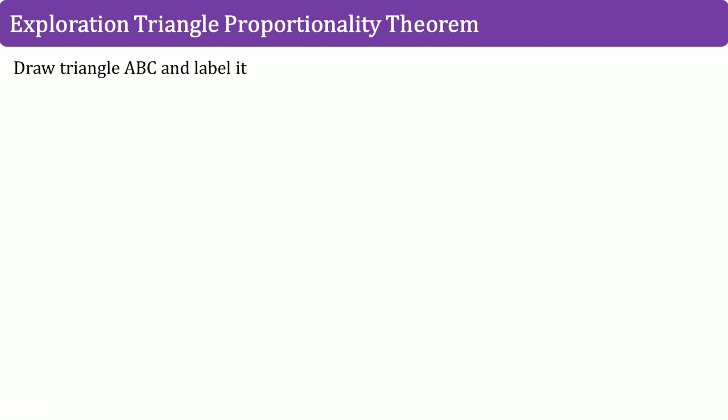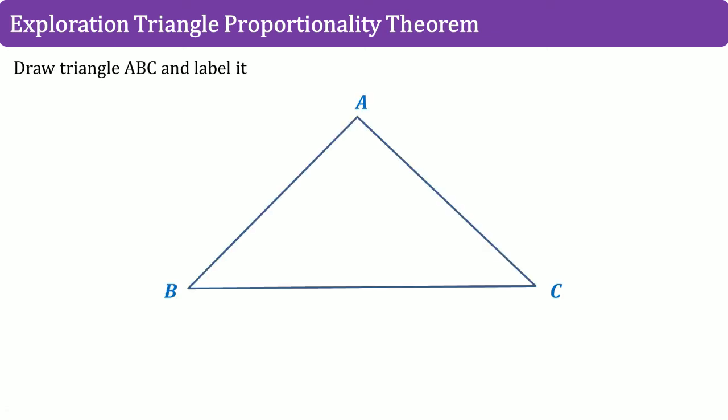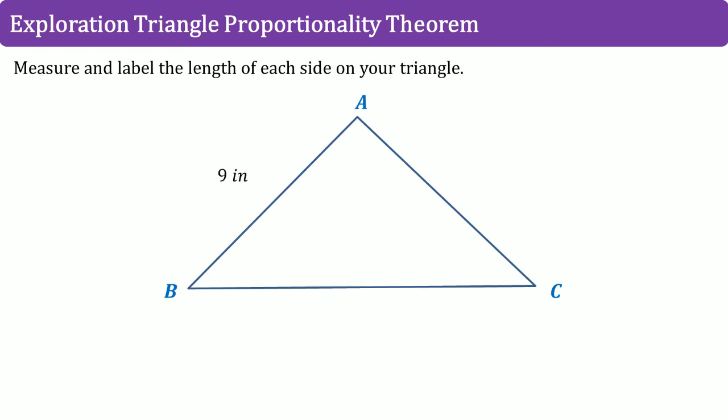First of all, I would like you to draw triangle ABC and label it. It should look something like this. Now, measure it and label the length of each side of your triangle. I have 9 inches here, 18 inches here, and 21 inches here. Please understand the image on your screen is not drawn to scale.